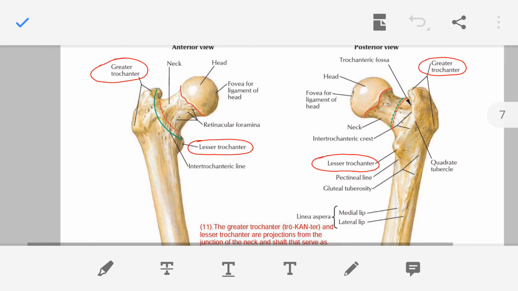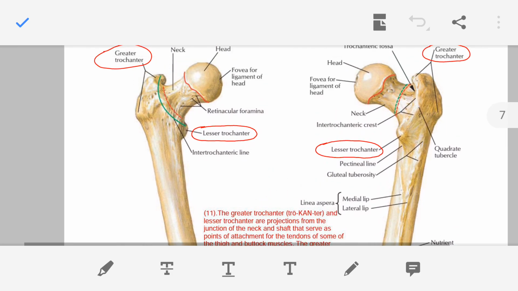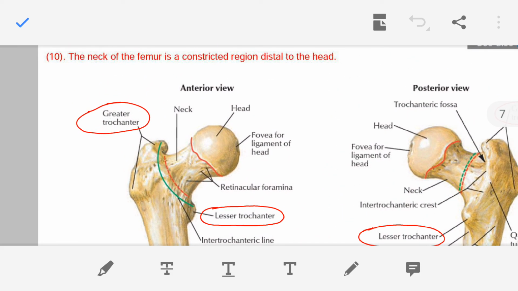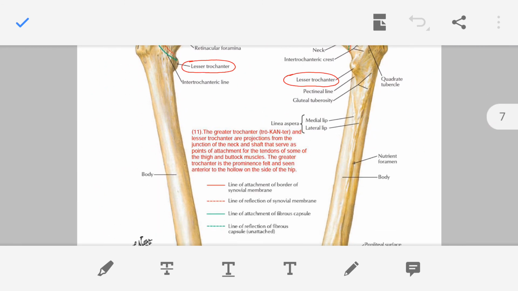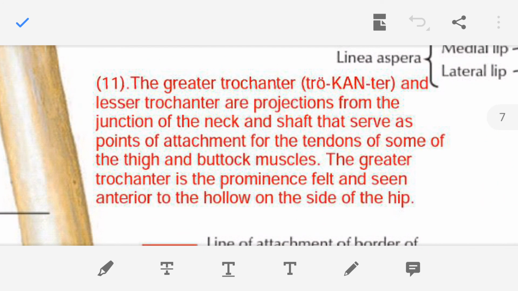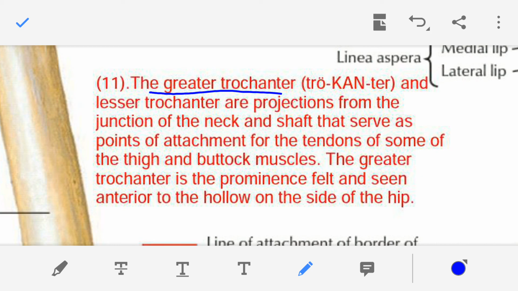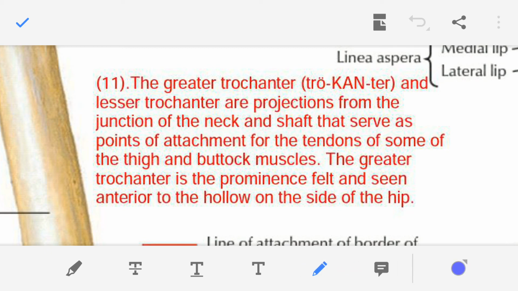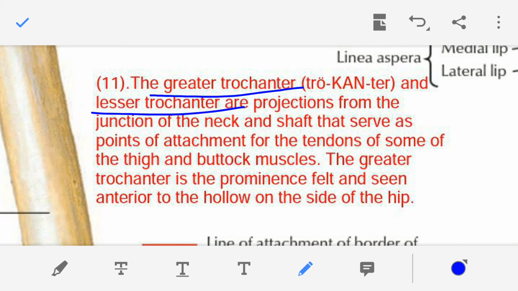Now point number 11. First of all, in point number 11, there are two names. This is the theory point: greater trochanter and lesser trochanter. Now what are these greater and lesser trochanters? These are projections from the junction of the neck and shaft. So these two projections are present at the junction of neck and shaft.